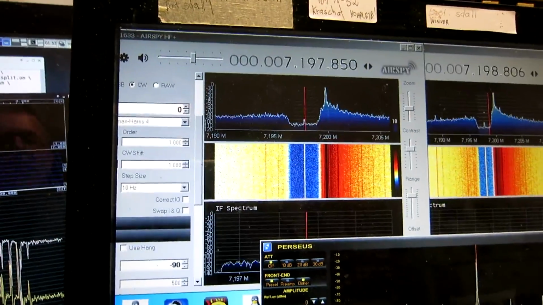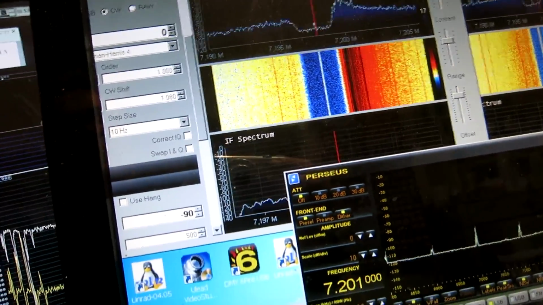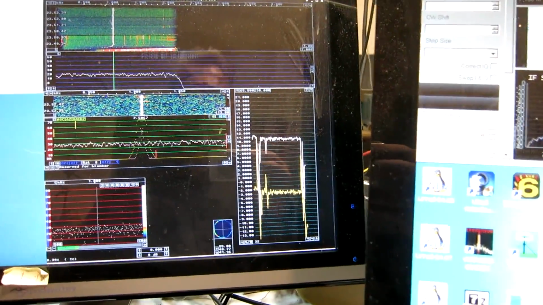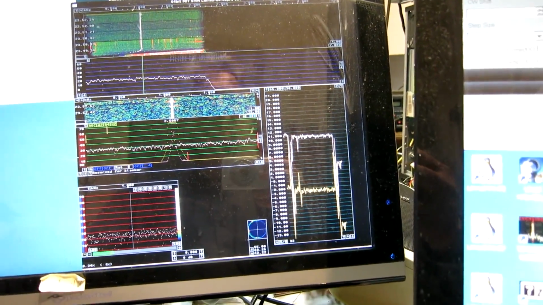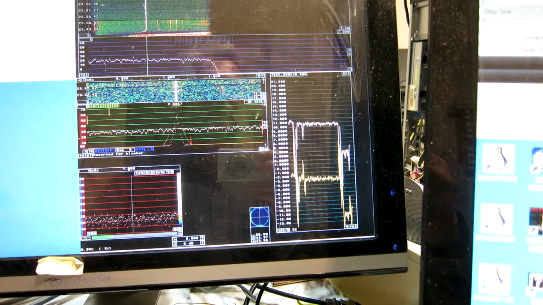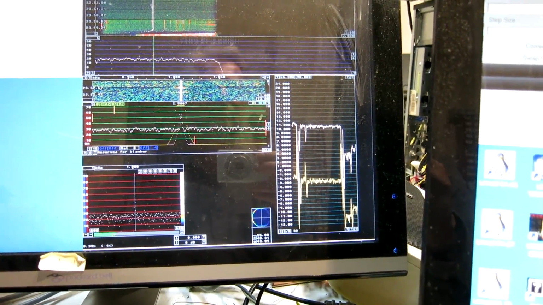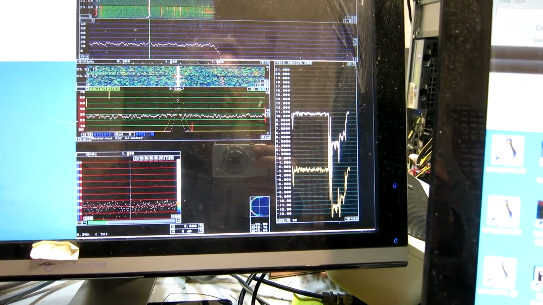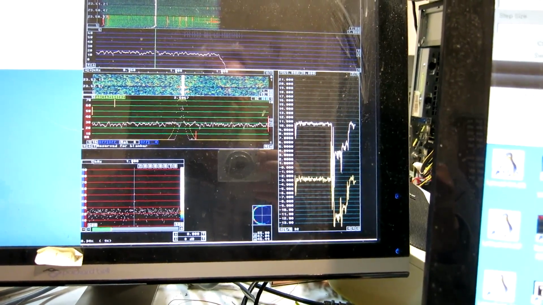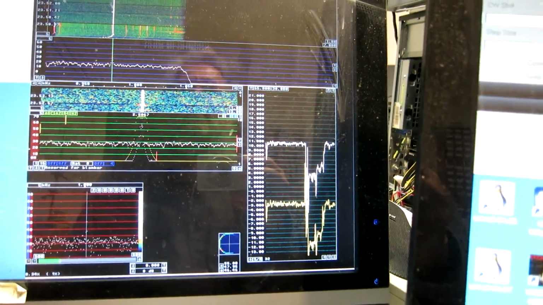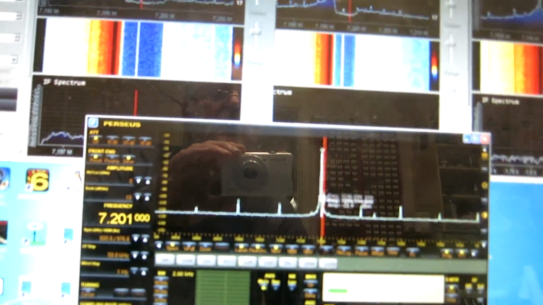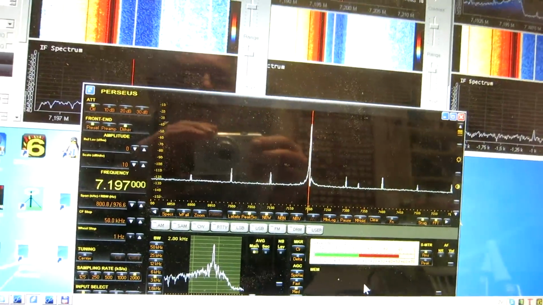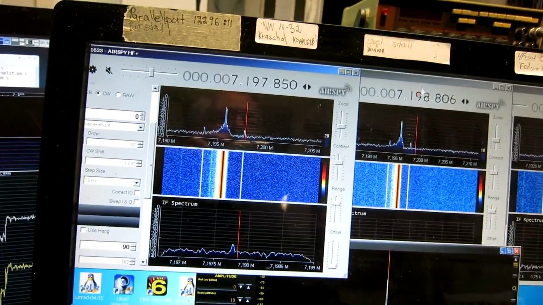And I shift the signal to the other side of the passband. Like that. And this isn't so good. Well, here we have a 3 dB loss again, and the Perseus tells me that the level is -20 dBm.